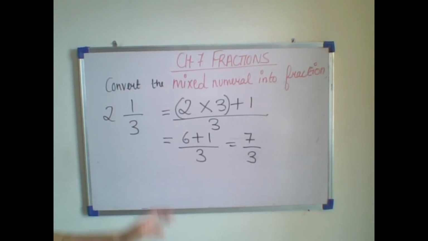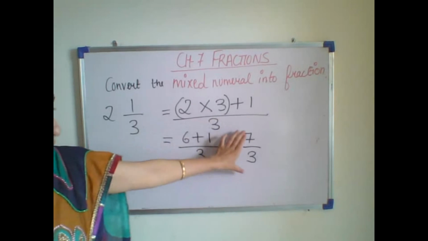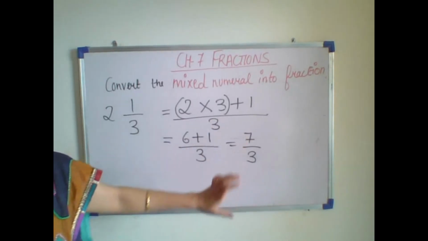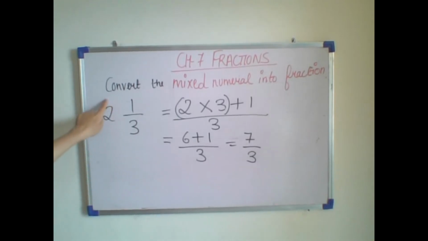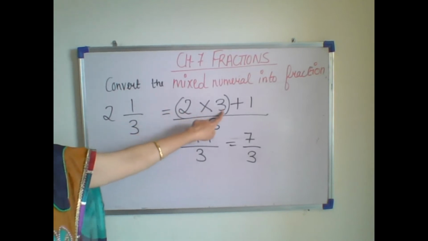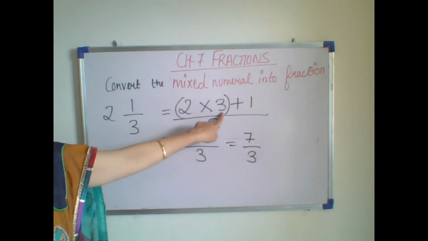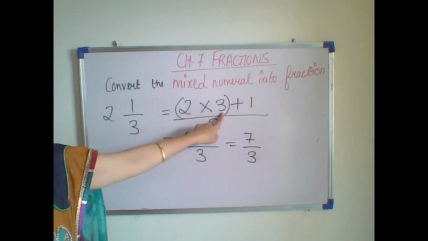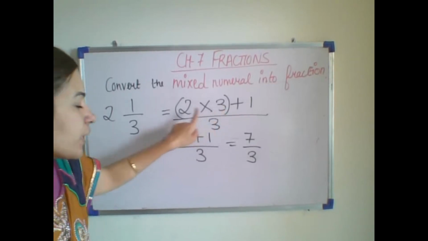So this mixed numeral is changed into an improper fraction by multiplying the whole number by the denominator. This is the whole number. We have multiplied this whole number with the denominator, that is 2 multiplied by 3. This is the whole number and this is the denominator. We have multiplied this and we have to add to the product the numerator of the fraction.